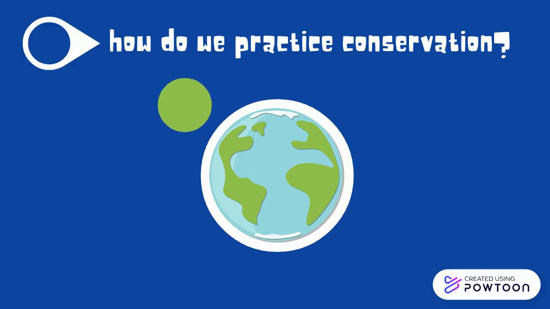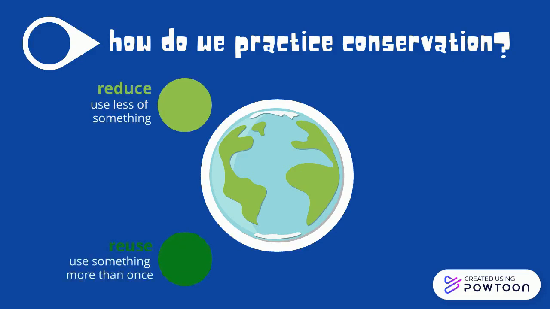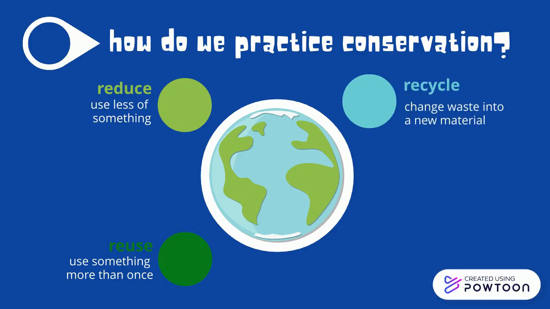One is to reduce. This means to use less of something. The second thing that we can do is reuse, or use something over again. And the third thing is to recycle. And this is a process where you take a waste product and you make it into a new material.